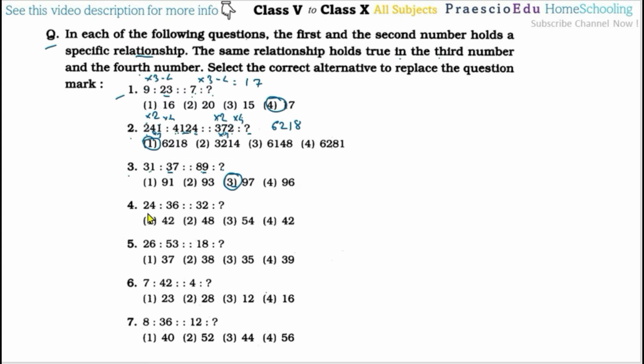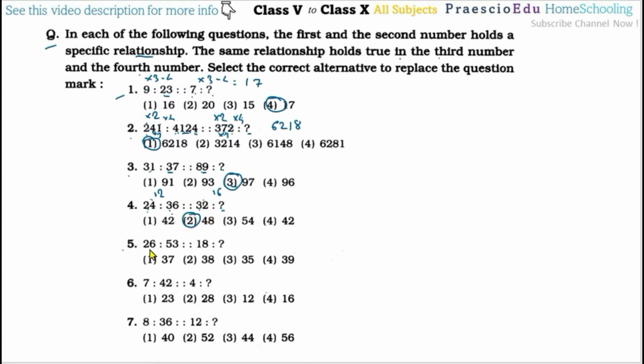Now question number 4, 24, then 36, 32, and then question mark. So 24's half is a 12. So 24 plus 12 is a 36. Like this, 32's half is a 16. So 32 plus 16 is a 48.